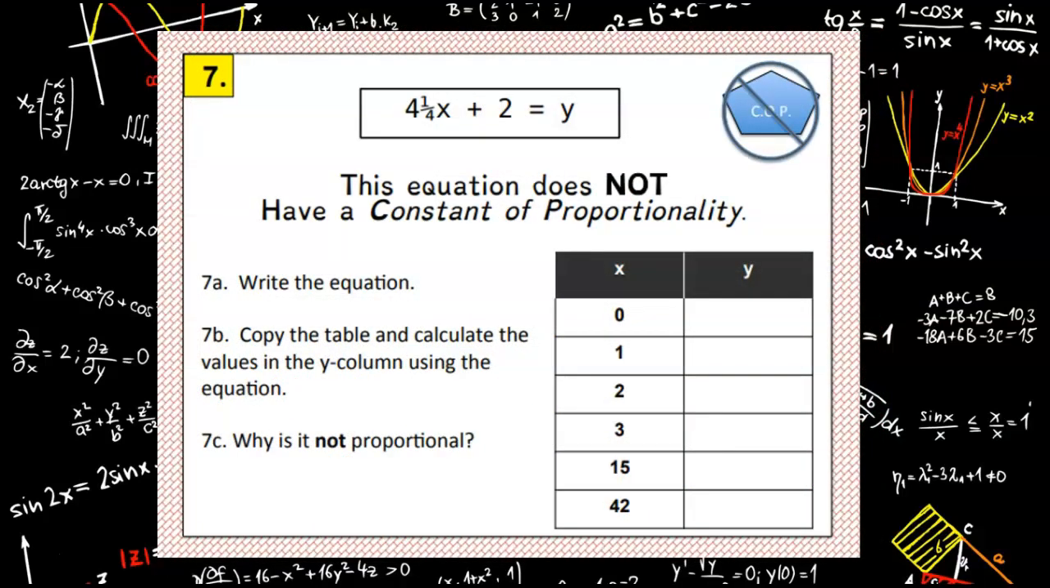Number 7, this equation does not have a constant of proportionality. So I want you to write the equation, and then I want you to fill in the y column on the table and tell me why it is not proportional.